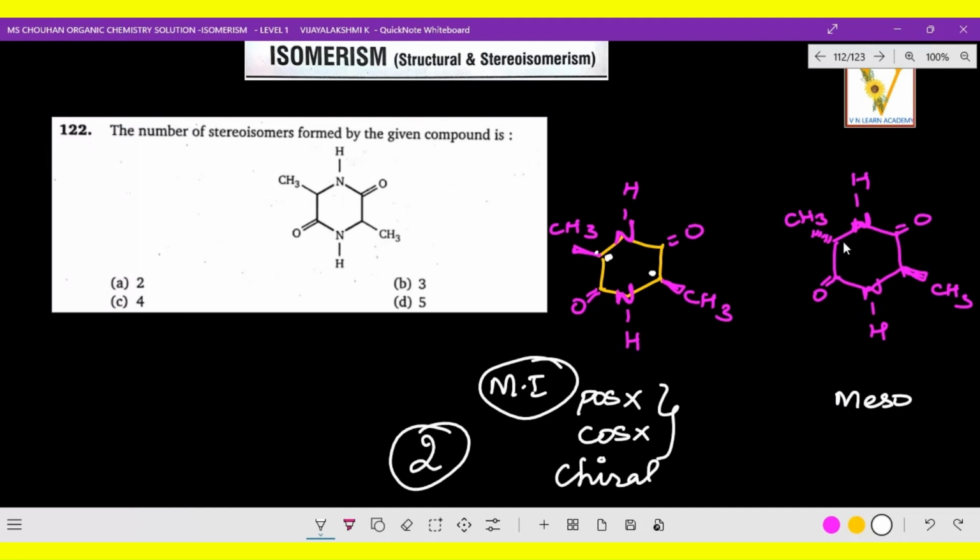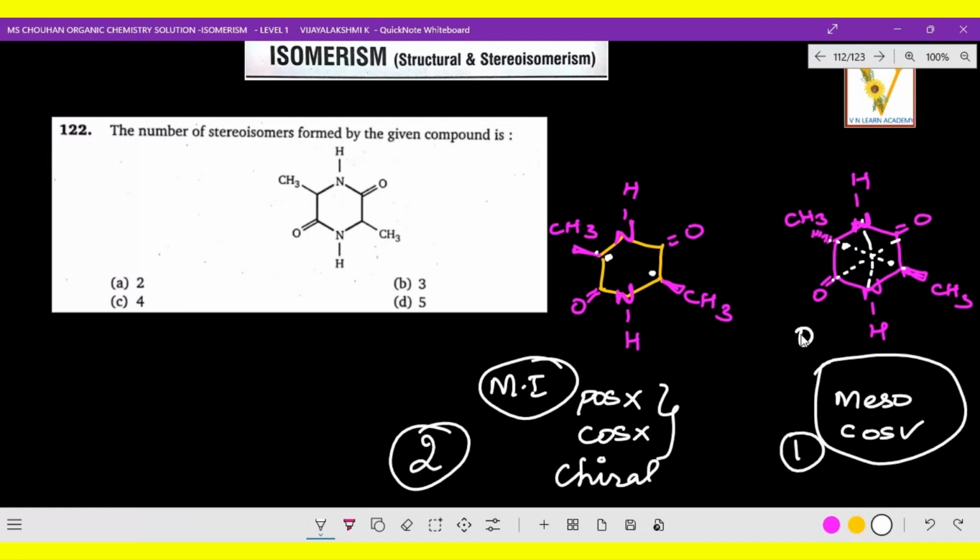Meso requires a minimum of 2 chiral centers to be present. Yes, 2 chiral centers. And the next one, here when you cut over here, what do you observe? Here you can observe that COS is present. So COS is present and at minimum 2 chiral centers are available, which means 100% meso is present. So this is 2 and this is 1, only 1 meso is available, right? So this is a superimposable mirror image, optically inactive, and this is optically active.